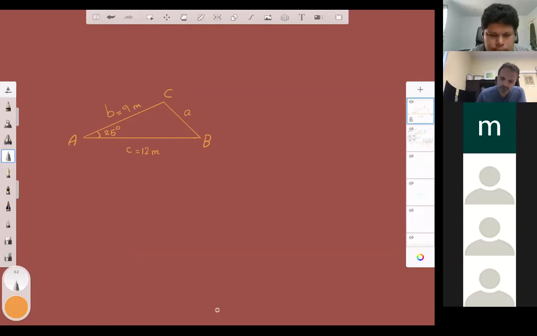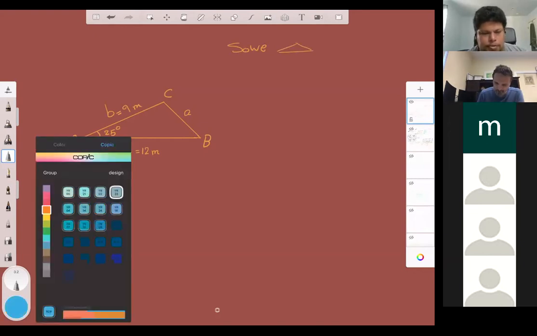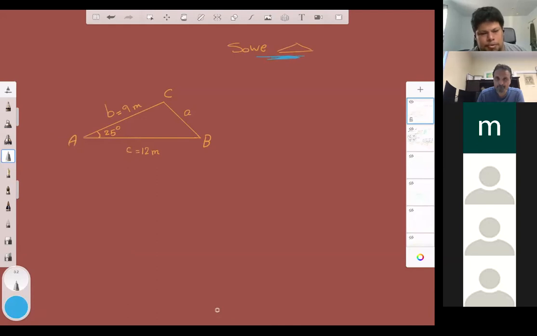Now the question is solve the triangle. That means you have to solve everything about the triangle. You need to tell me what is C, what is A, what is this B?